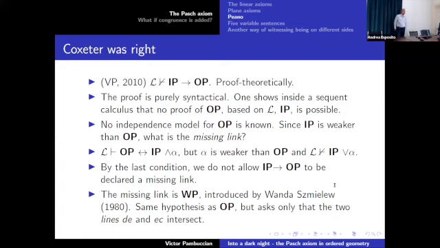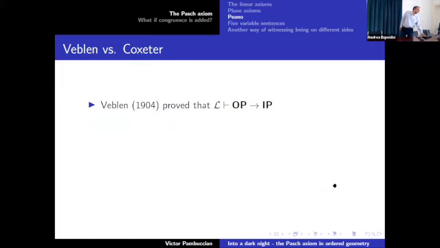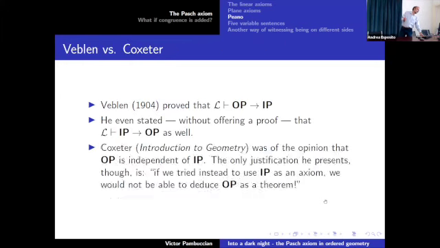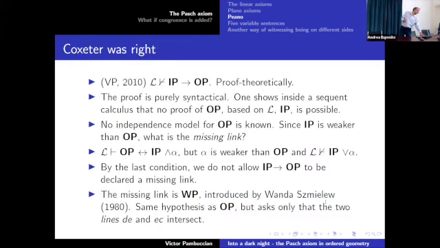Weak Pasch has the same hypothesis as outer Pasch, but asks only that the two lines intersect. What does that mean? Here it is. You have the same hypothesis that you see here in outer Pasch, but you're asking only for this line and this line to intersect. You're no longer stating that the point of intersection F is between A and C. You say anywhere here, between here or here or here, and on the other side again, you're not specifying where it lies. This was first considered by Van der Schmielev in 1980. And that turns out to be precisely the missing link that we were looking for.